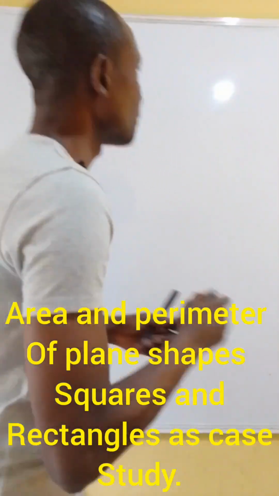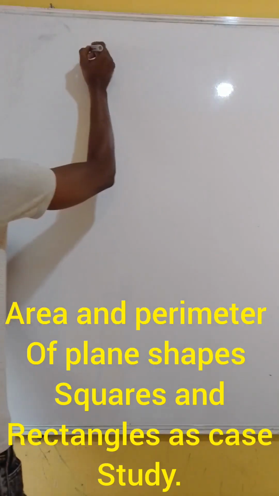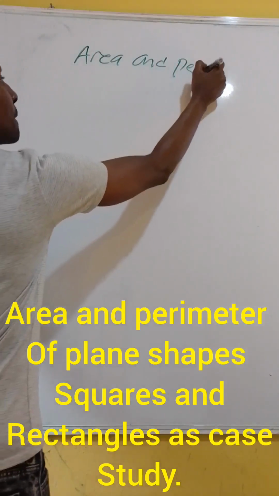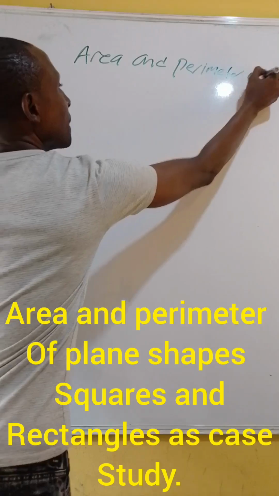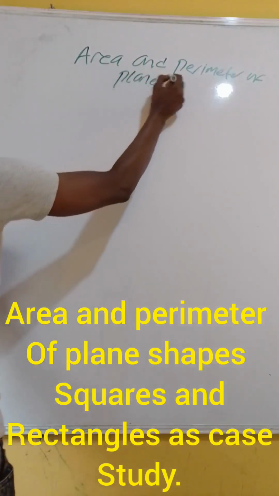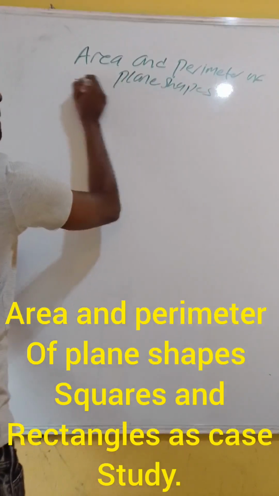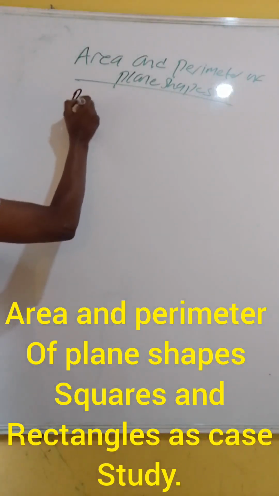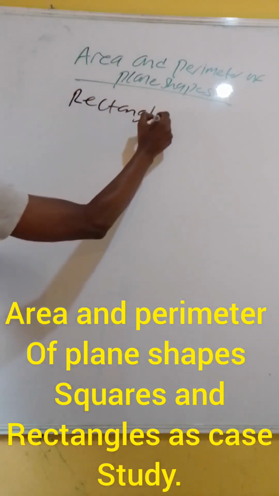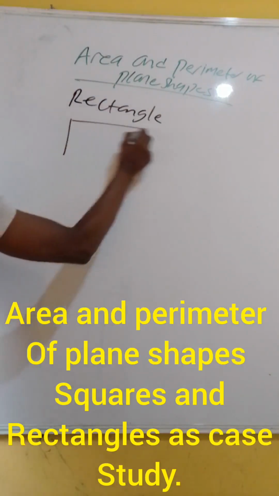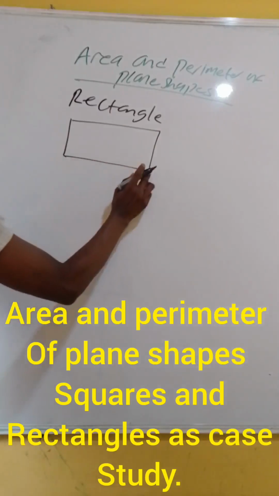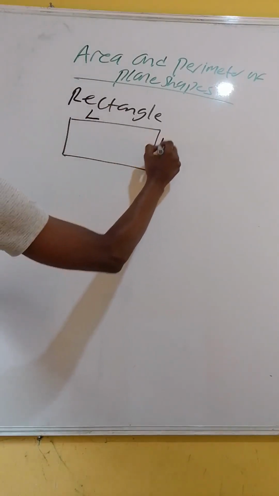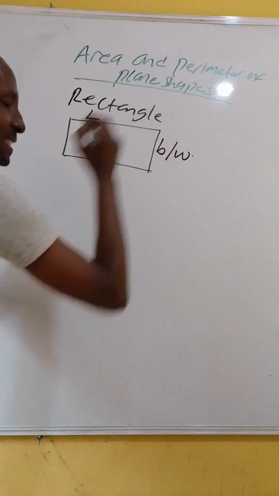So we are dealing with area and perimeter of plane shapes. First, one of the plane shapes to look at is the rectangle. So this is the rectangle. We all know what the rectangle looks like. A rectangle has a length, and this we call the breadth, or the width.